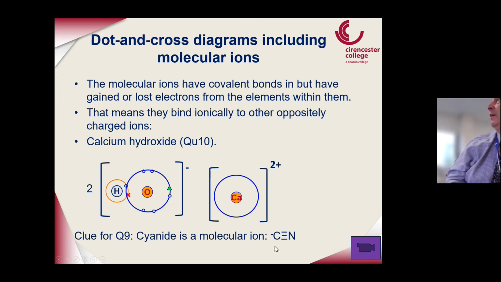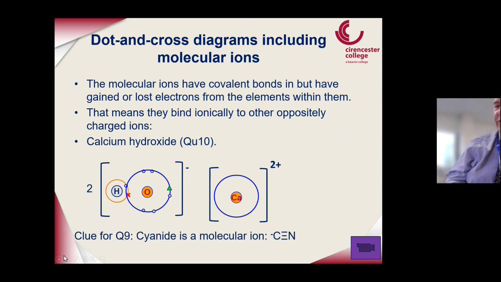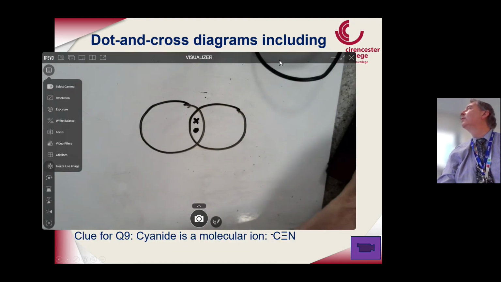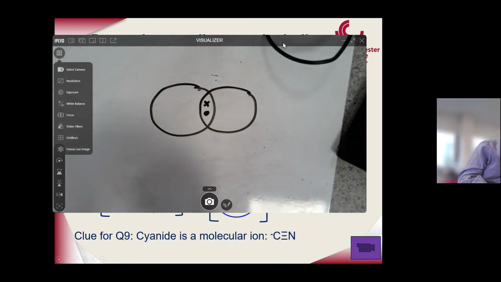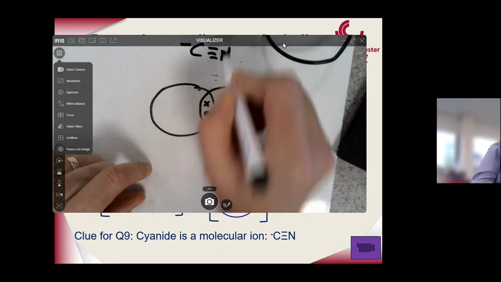Cyanide is a molecular ion. It's this, and you can see that the carbon has got an extra electron. It's the carbon, it's the negative side. It's also got a triple bond. So hopefully you should be able to work that out. In fact, if you haven't done it, stop the video now, and then I'll draw it onto the visualizer. So let's draw it onto the visualizer. So we have got C triple bond nitrogen, and the carbon is negative.